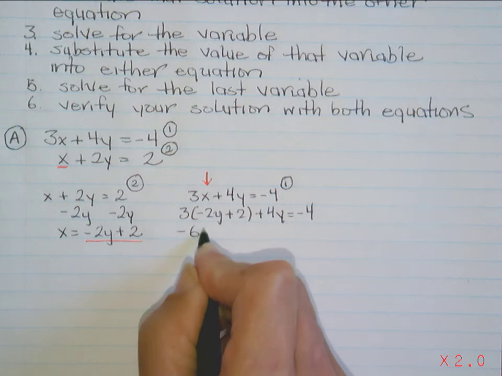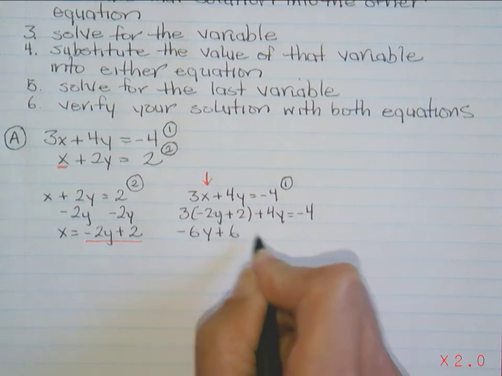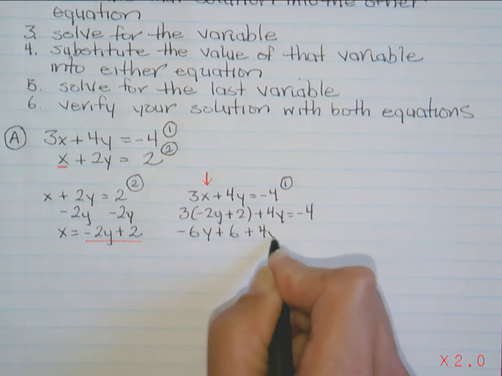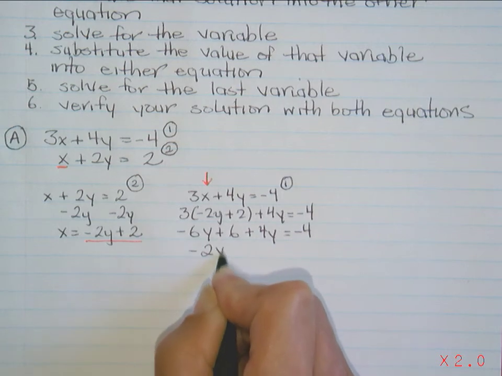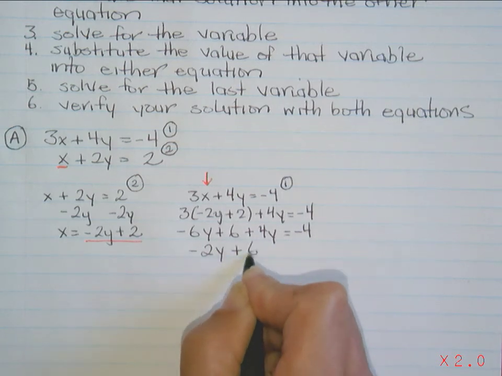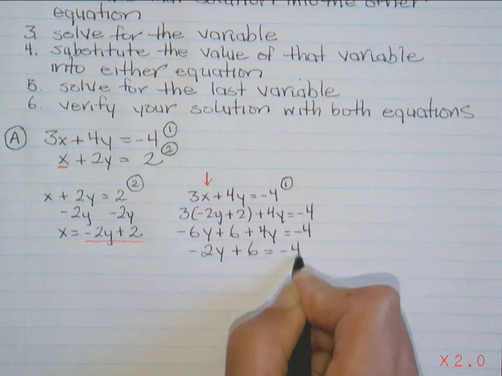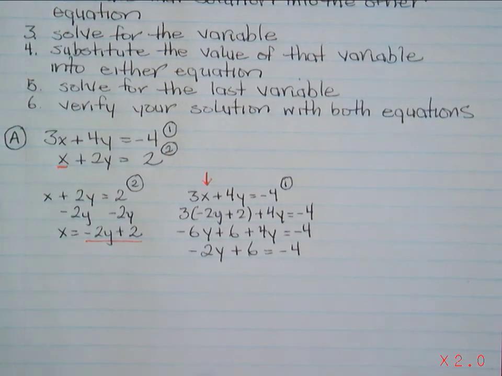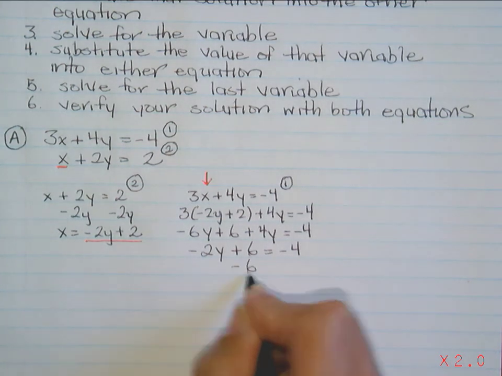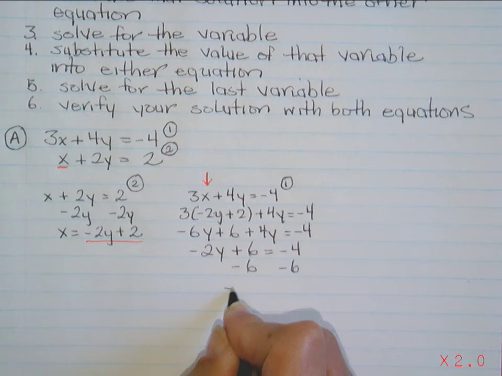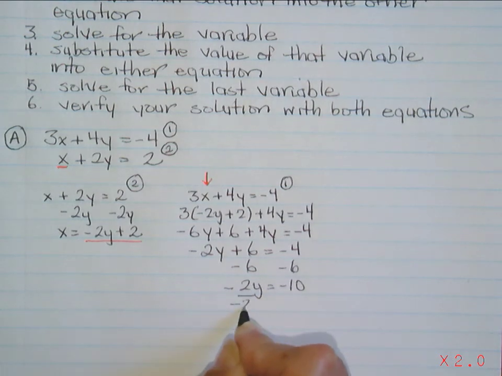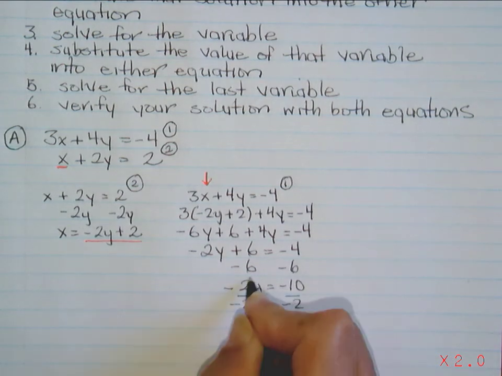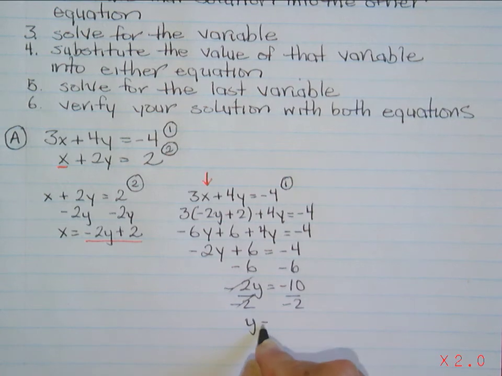Remove the brackets, and if you think back to grade 9 algebra, we called this cleaning up the mess. Collect like terms. Negative 6y plus 4y is negative 2y. More cleaning up the mess. And then you solve it. Subtract 6 from both sides. Negative 2y equals negative 10, and divide by negative 2, negative 2. So you get the y alone, and you have y equals 5.